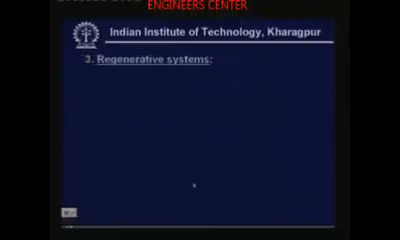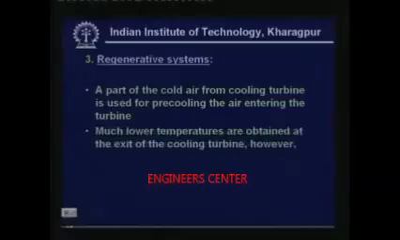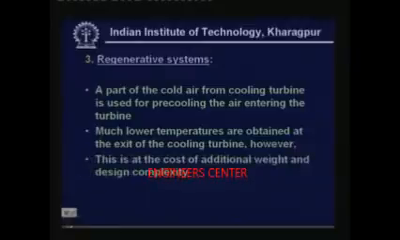The other system is what is known as the regenerative system. I will not explain this system in detail, but just tell you briefly. In a regenerative system, a part of the cold air from the cooling turbine is used for pre-cooling the air entering the turbine. That means you take some cold air from the cooling turbine and use it for pre-cooling the air, so the air entering the turbine will be pre-cooled. The advantage is that the exit temperature of the turbine will be very cold. In a typical regenerative system you can get very cold air, of course at the cost of increased weight and design complexity.